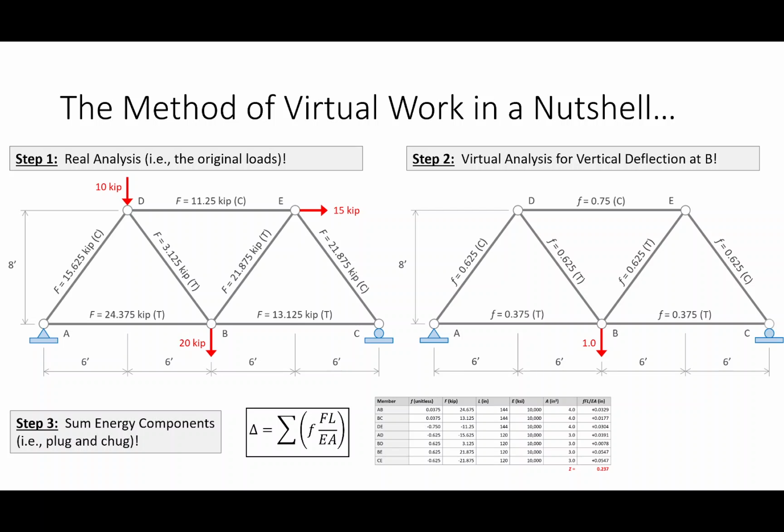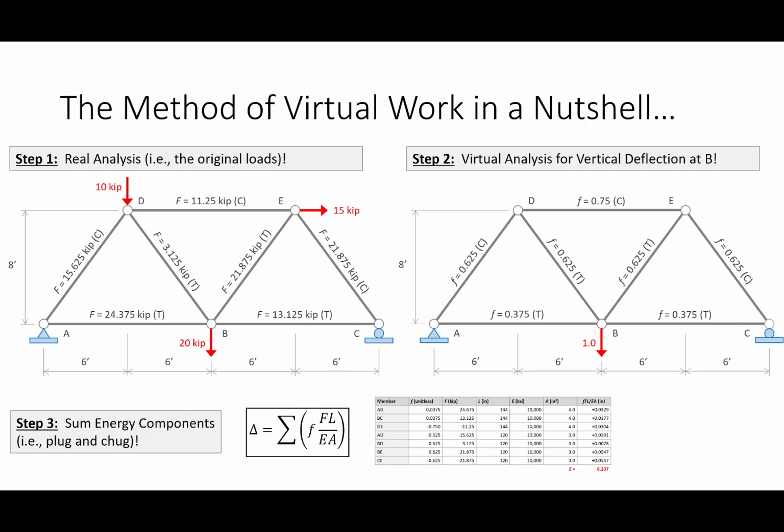Because of the nature of this calculation, it is a very tabular friendly calculation. So nudge, nudge, wink, wink, what software program do you think would be very nice for doing truss analyses in this fashion? Excel. Excel. This is a very Excel friendly calculation. Okay? So like I said, you're going to sum this up.